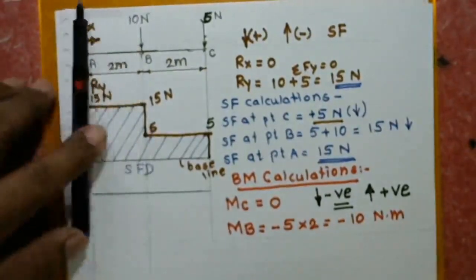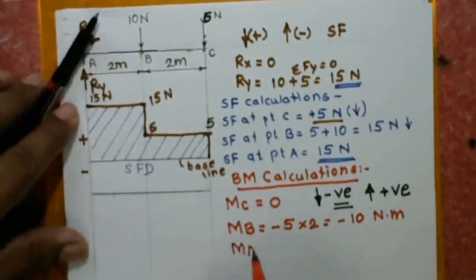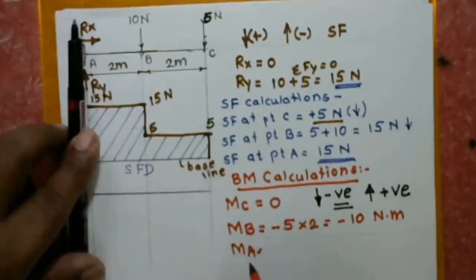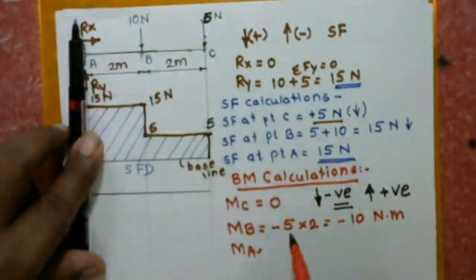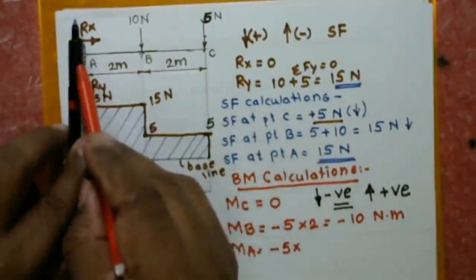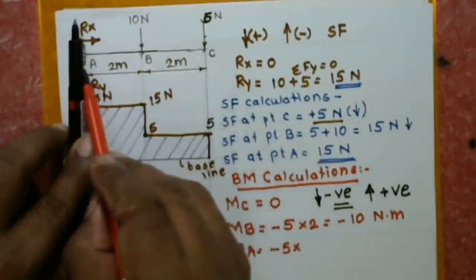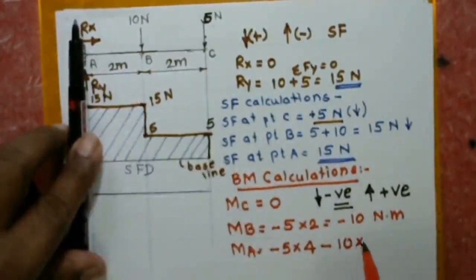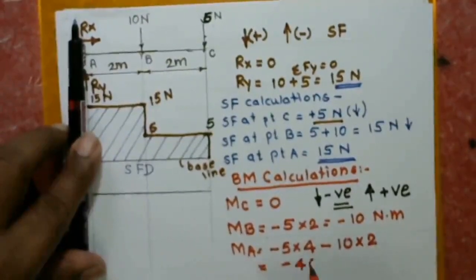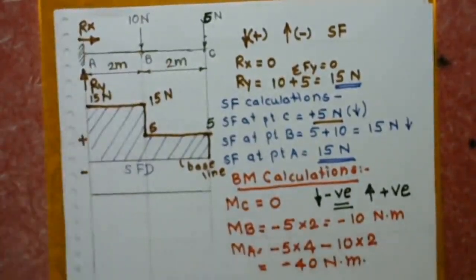Now the last point is our point A. So bending moment at point A. If I take a section here, on the right hand side the first force is 5 Newton, and the second force is 10 Newton. So I consider the first force 5 Newton, and we are taking the moments up to the point A. So 5 Newton and its distance up to the point A is 2 plus 2, that becomes 4 meter, minus the other force 10 into 2. Then it becomes minus 40 Newton meter. Moment is acting at point A.